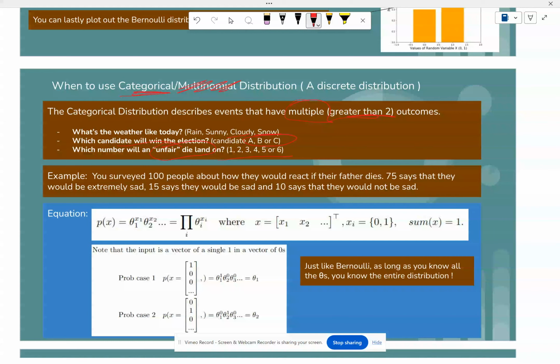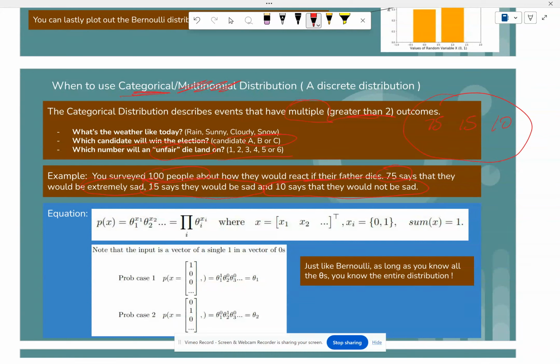An example of a categorical distribution would be you survey 100 people about how they would react if their father dies. 75 say they would be extremely sad, 15 say they would be sad, and 10 say they would not be sad. Therefore, this gives you three categories: 75%, 15%, and 10%.